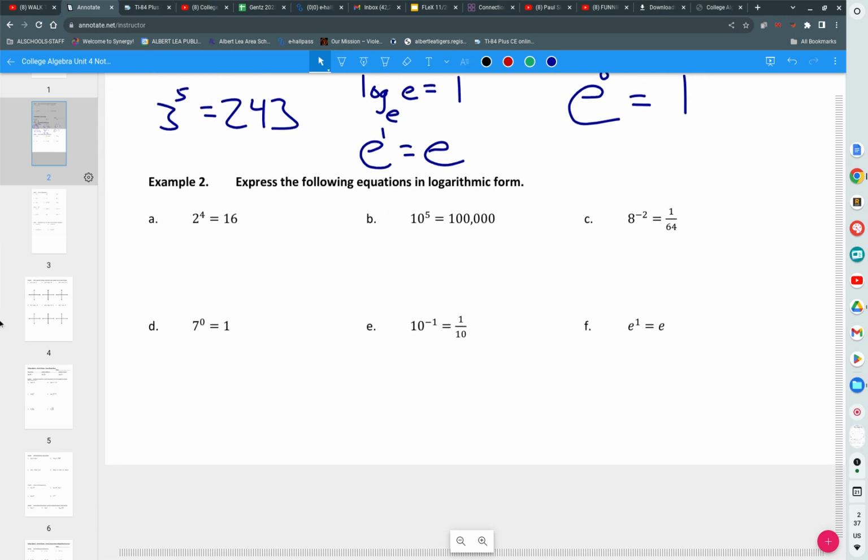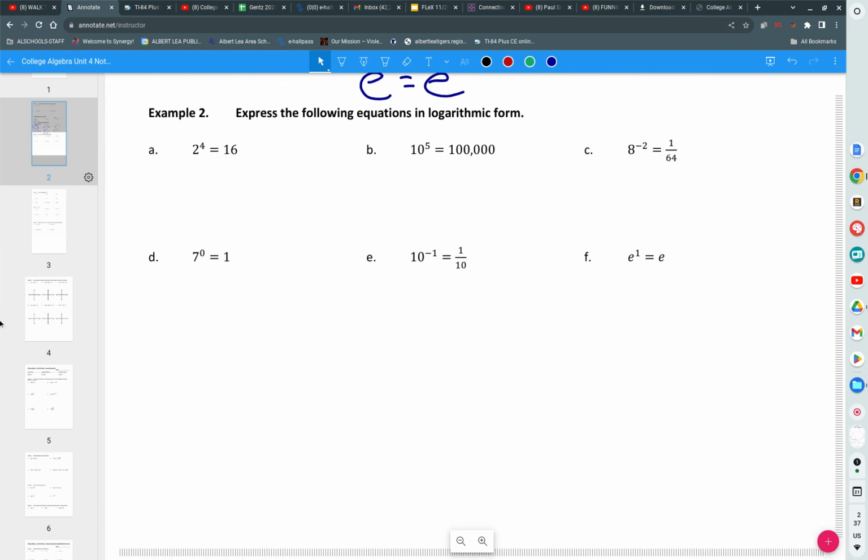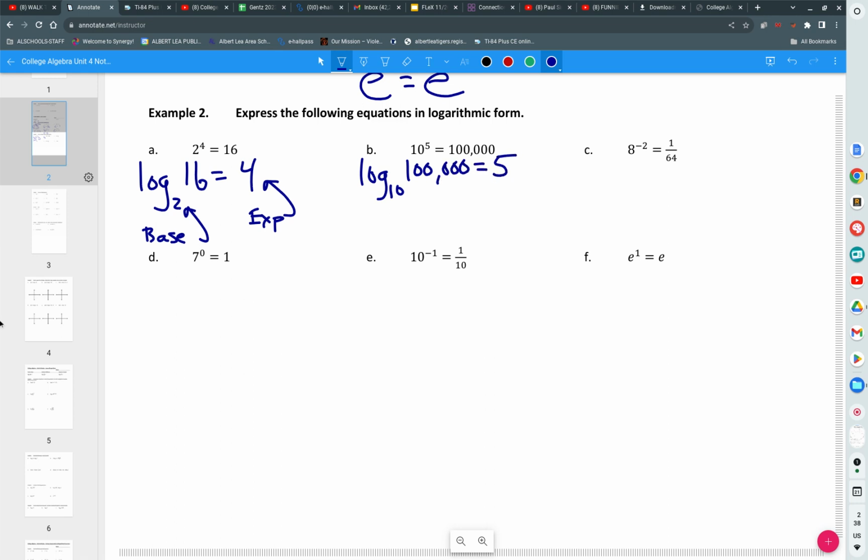Now we want to take our exponential representations and express them as logarithmic equations. So we have the log base 2 of 16 is equal to 4. Again, the base goes here, and the exponent goes there. Okay? Log base 2 of 16 is equal to 4.